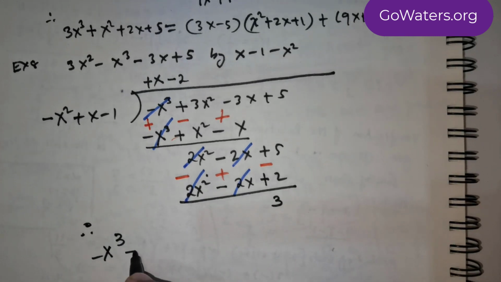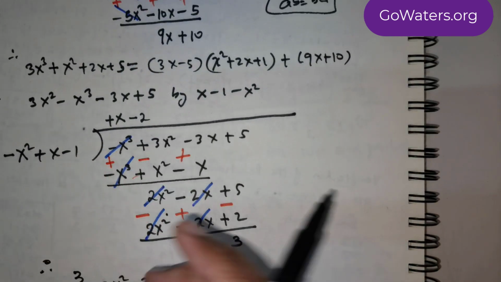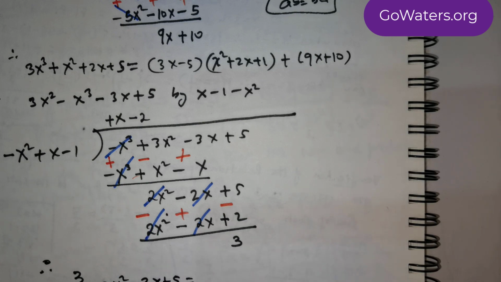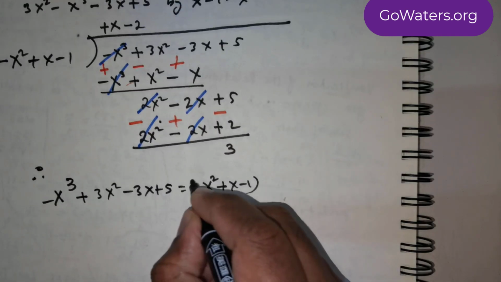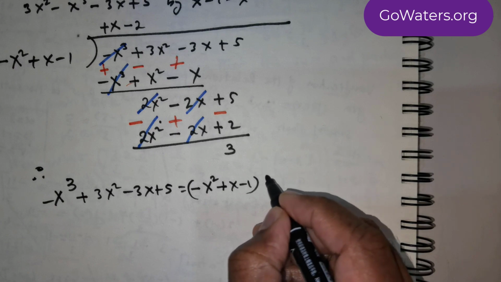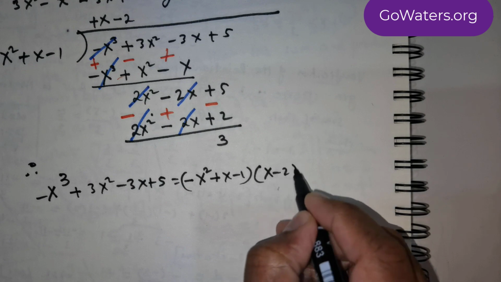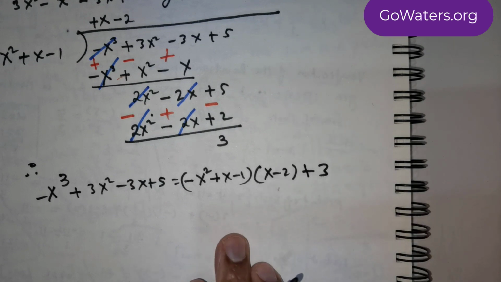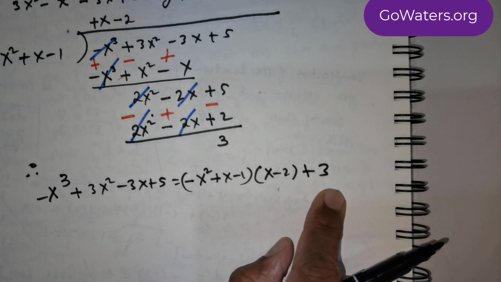Write down the polynomial. Positive 3 times x squared, negative 3x positive 5 can be written as, now I'm just writing it in the fashion that I've just mentioned to you. You can also use this way of writing. First the divisor, negative x squared, positive x, negative 1. First the divisor and then multiplied with the quotient, which is x negative 2, followed by the remainder. So this is the solution for the question. Negative x squared, positive x, negative 1 multiplied with x negative 2, positive 3.